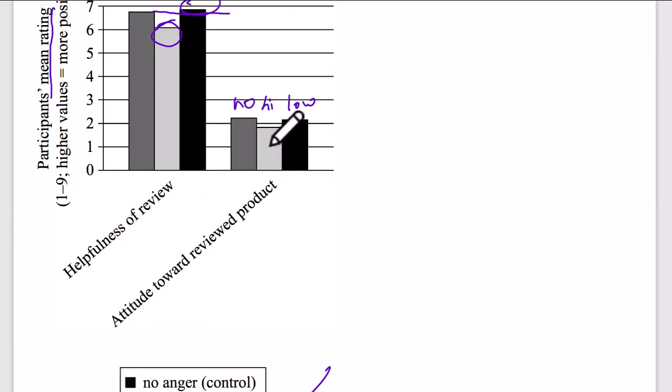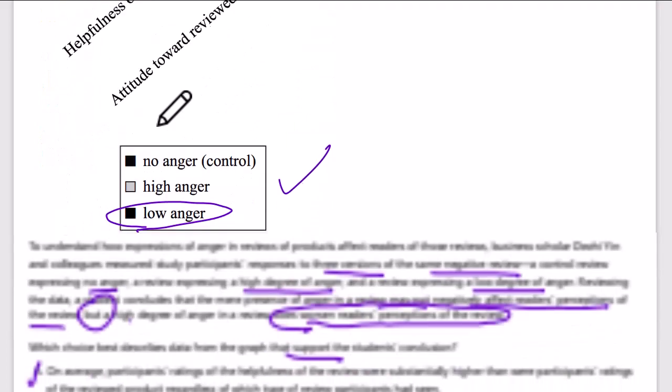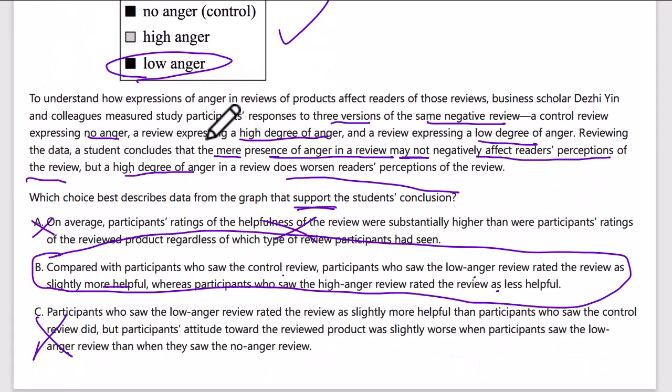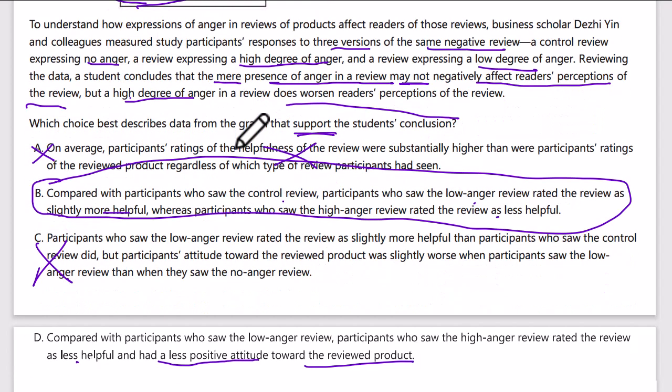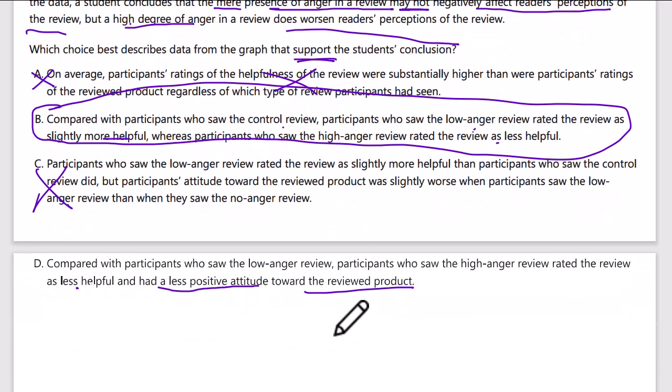So high anger was lower attitude rating, lower helpfulness rating. That looks true. Is that proving our claim? The mere presence of anger in a review may not negatively affect reader. So it shows it's lower, but is it supporting the idea that just a mere presence? So what does B do that D is different? D looks interesting.